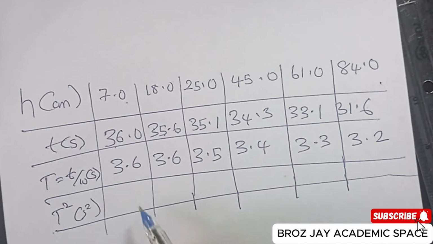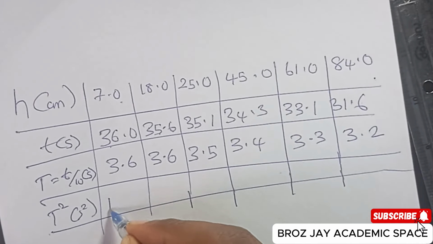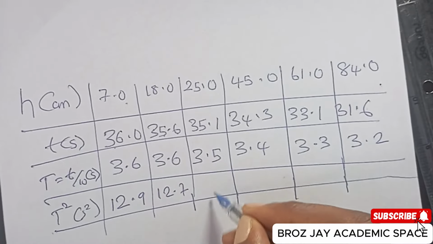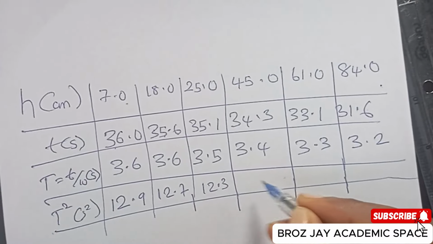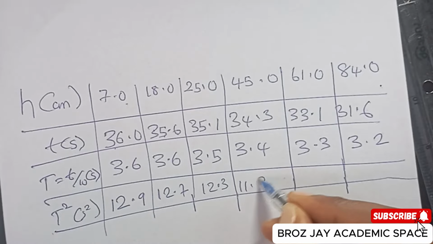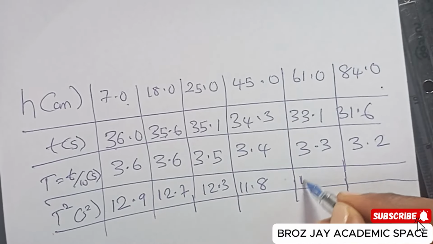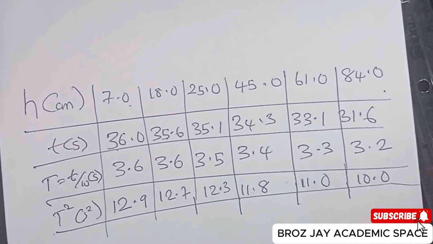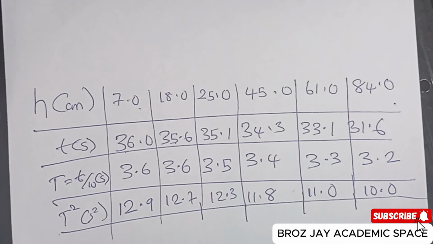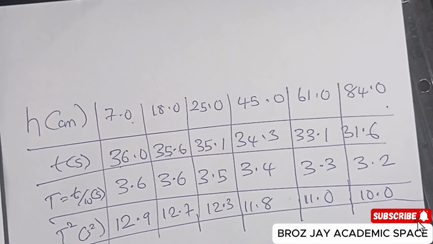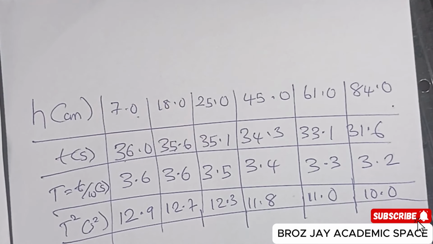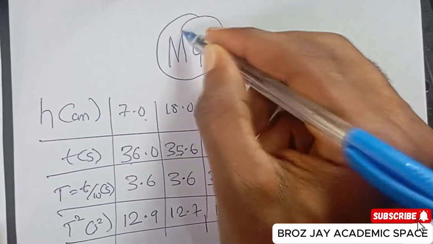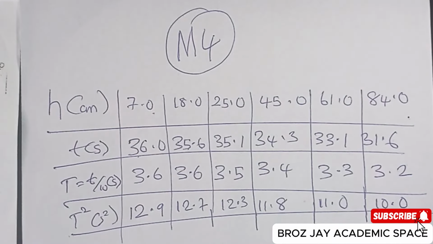So for the next one, we square both sides. If I square 3.6, I'll have 12.9. Here I'll have 12.7. I'll have 12.3. I'll have 11.8. I'll have 11.0. I'll have 10.0. So we have completed that table. The table alone carries a lot of marks when doing this assignment. Now, this is an M4 experiment.